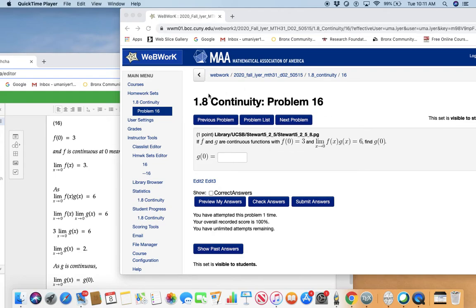Problem 16, section 1.8. We are told that f and g are continuous functions. f at 0 is 3 and the limit as x approaches 0 of f(x) times g(x) is 6. Find g at 0.